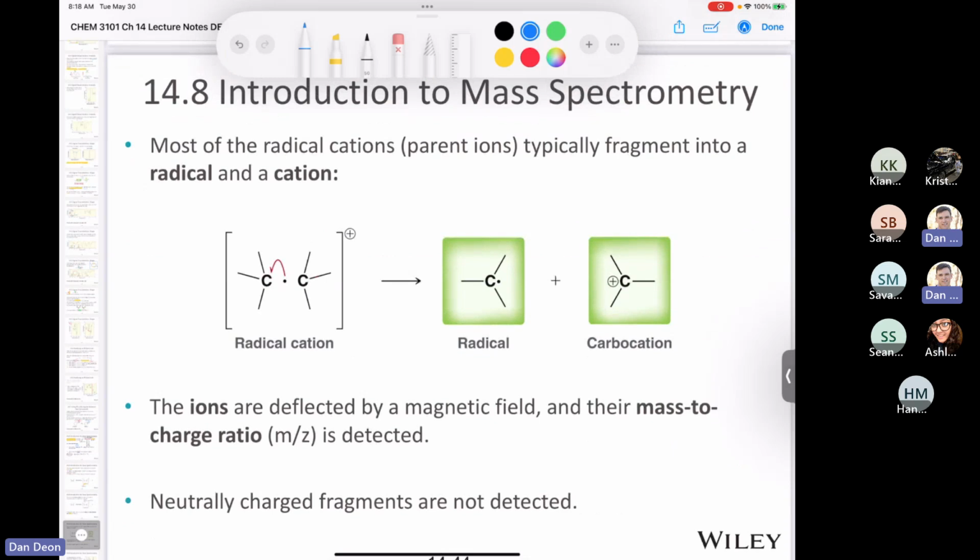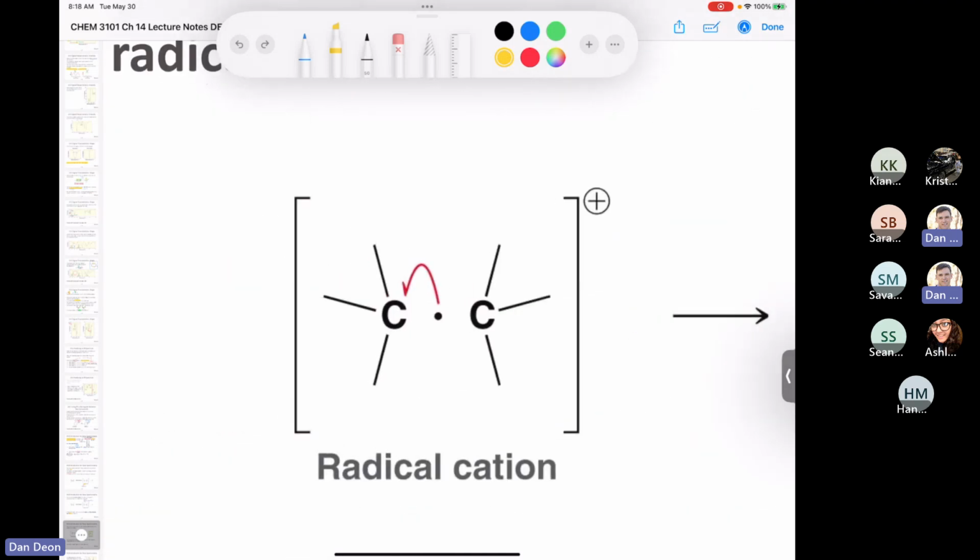Because what's going to happen is that radical cation, our parent ion, is not going to be stable, and it's going to undergo a fragmentation. It's going to fragment or break apart into a radical and a cation. So here you have this fishhook arrow. We don't cover those until chapter 10. You see them in this chapter. Don't stress about it. I'm not going to make you draw them on the quiz.